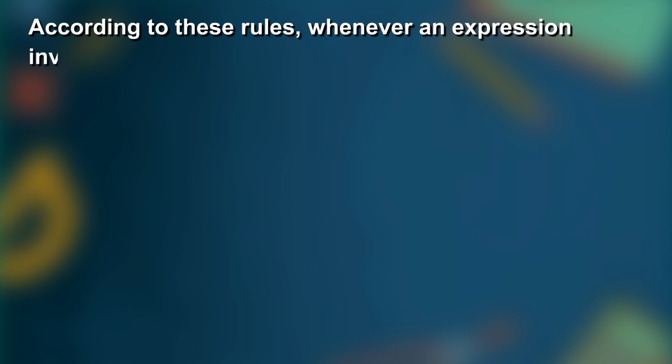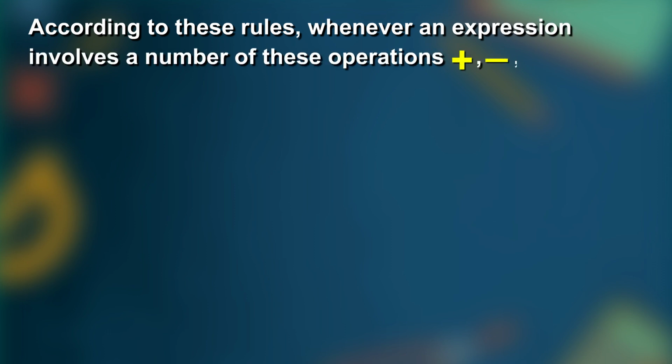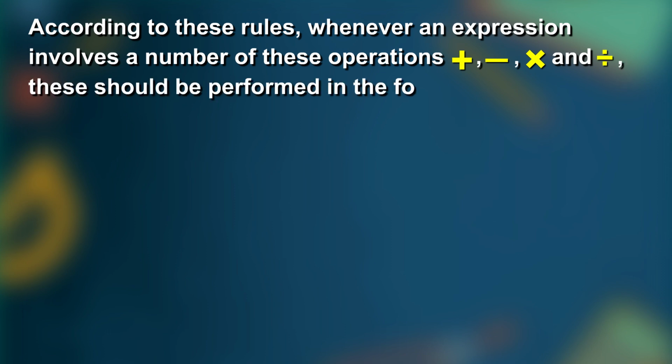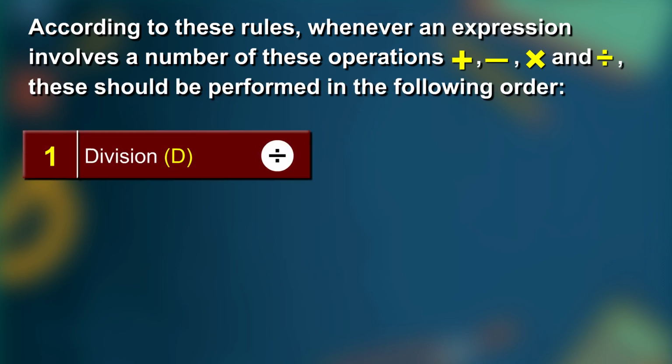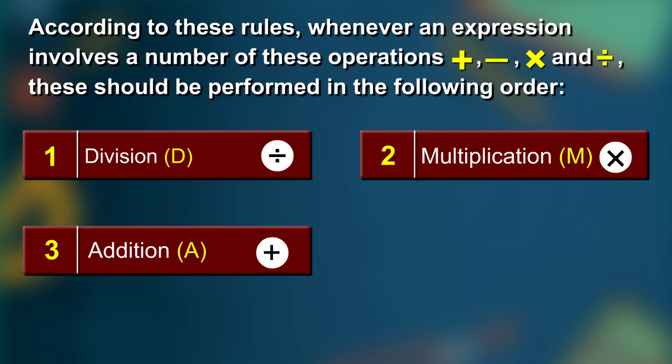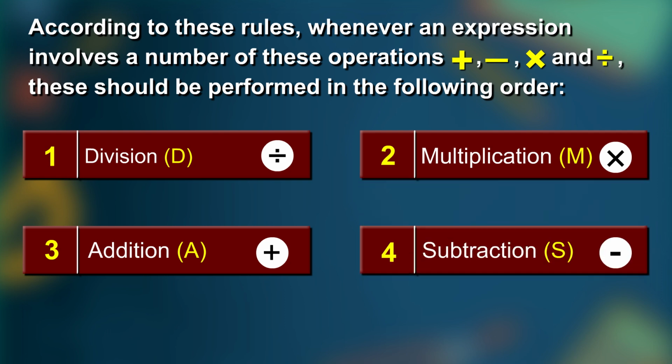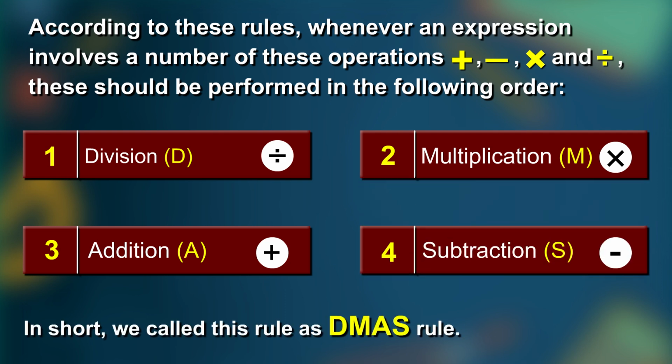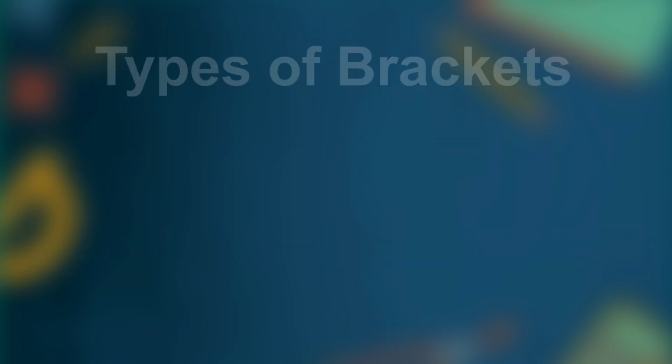According to these rules, whenever an expression involves a number of these operations, plus, subtraction, times and divided by, these should be performed in the following order. Division, D. Multiplication, M. Addition, A. Subtraction, S. In short, we call this rule the BODMAS rule.